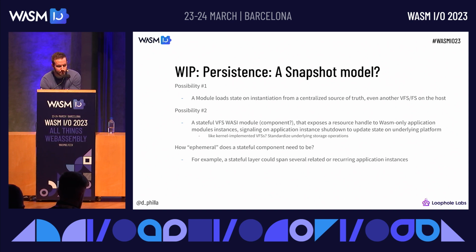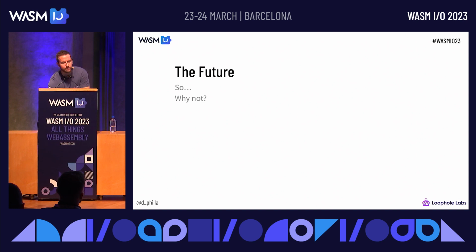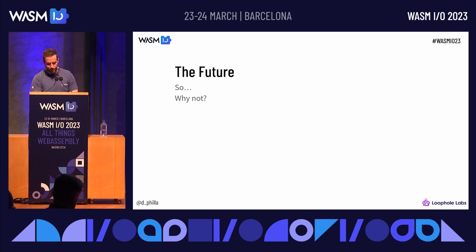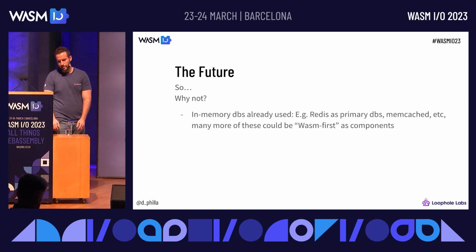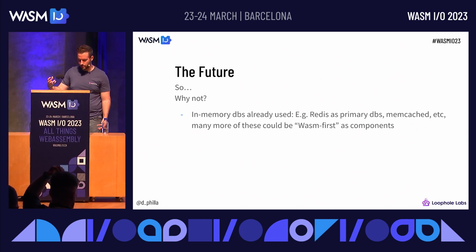Yeah, so a stateful layer could span several related or recurring application instances. There's more exploration that is needed here, of course. The future. So again, why not, right? And this is more on the rhetorical side, right? Why not try this? In-memory DBs are already used as primary databases. Redis is a great example. I love Redis. Also, Redis has such great, beautiful source code.